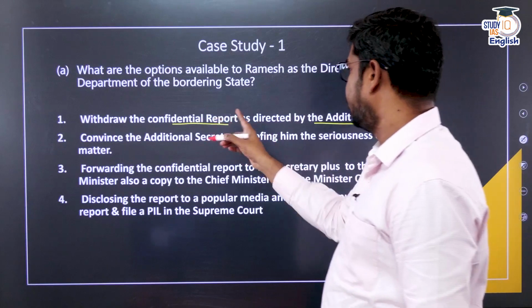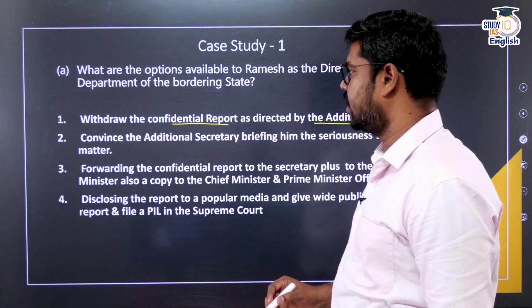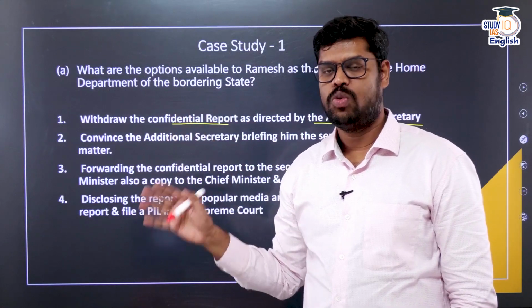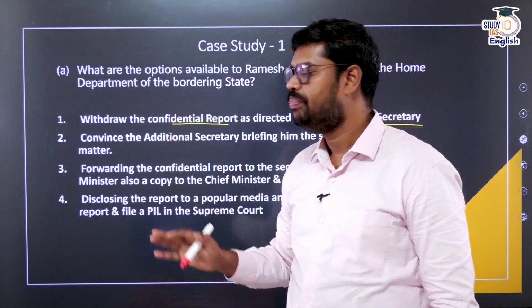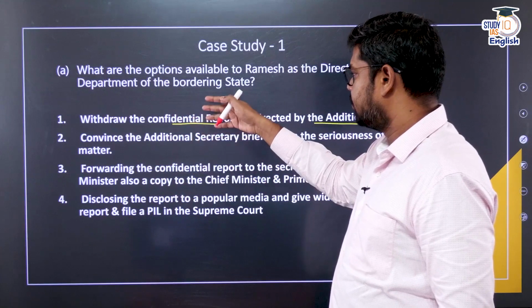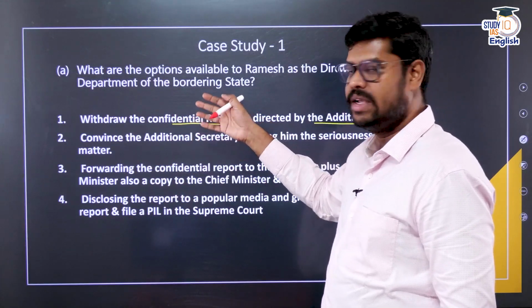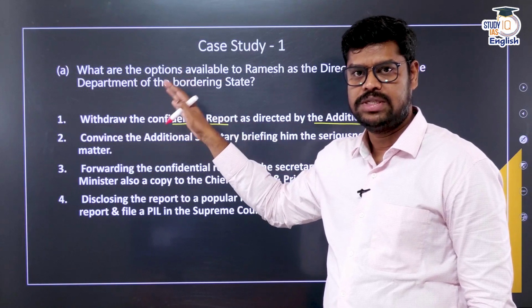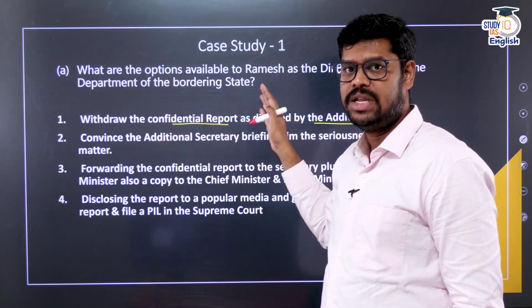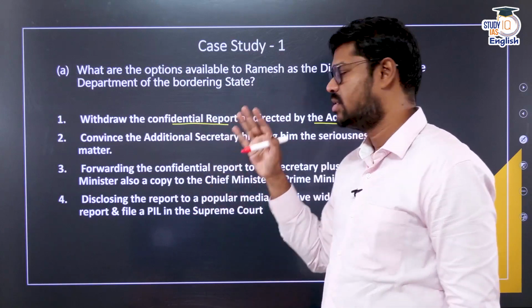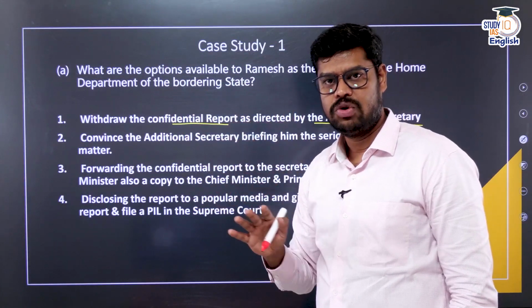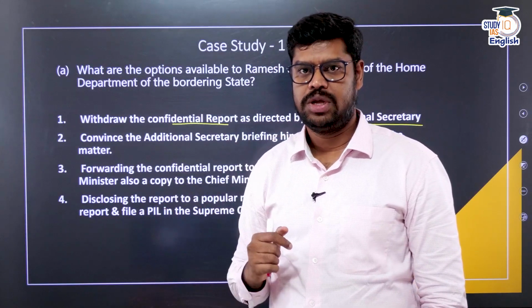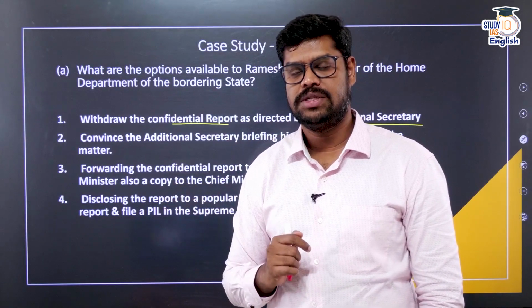So withdraw the confidential report as directed by the additional secretary. This is one thing that Ramesh can do. What is a critical evaluation of this? If Ramesh does this option, everything is self-serving. Although he fails in his professional duties and responsibilities, personally everything is fine. His mother's treatment, his children's education, everything will go smooth. But Ramesh will always be guilty of failing in his line of duty and his professional responsibilities.